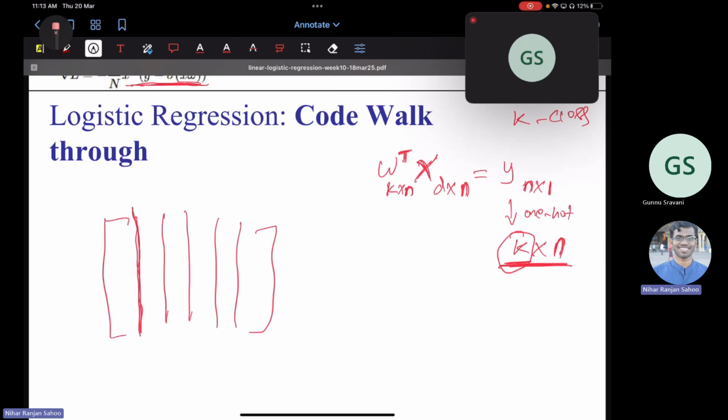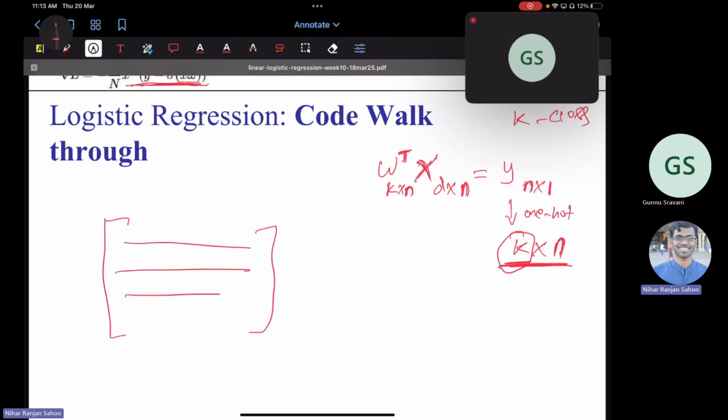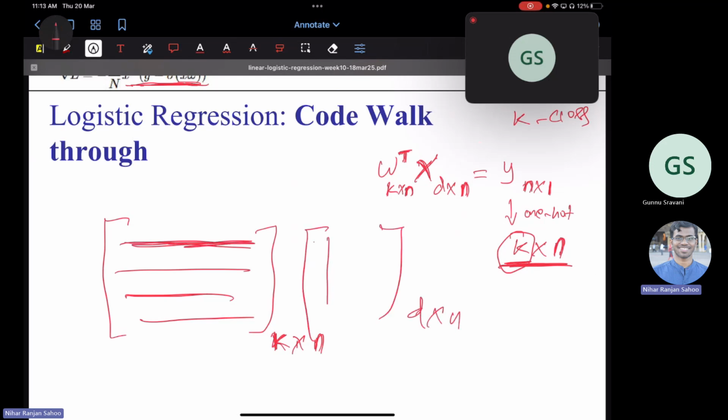So this will be, so kW's will be represented, let's say, like this. This is k cross n, right? So what does this kW tell us? For the first row, when you multiply with all the columns of the x, not just the first column, it will tell for the first particular class in the y, what are the weights, right? So what are the weights for each data point?